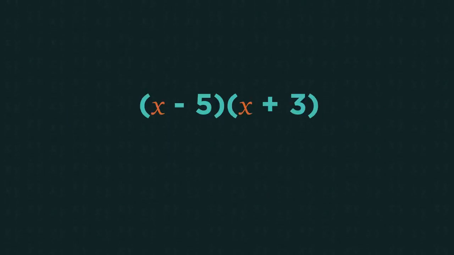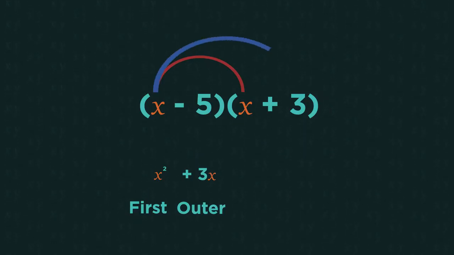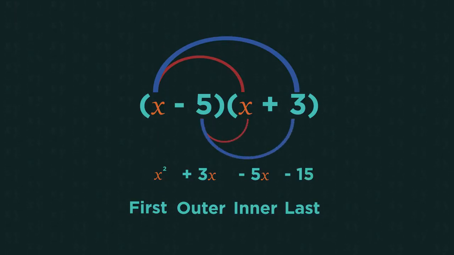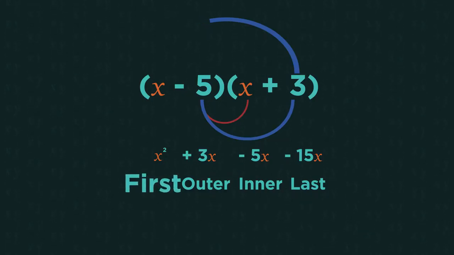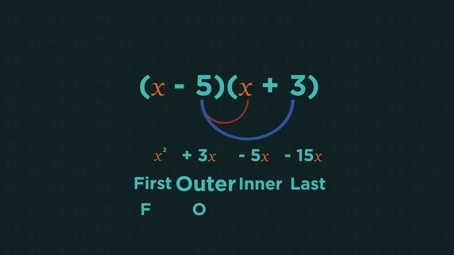For the first method, we draw arcs linking each term. So x multiplied by x is x squared, x multiplied by 3 is 3x, negative 5 multiplied by x is negative 5x, and negative 5 multiplied by positive 3 is negative 15. See how I've ended up with four arcs? That's really important because it means I haven't missed anything out. Some people like to remember this as FOIL. First, outer, inner, last.